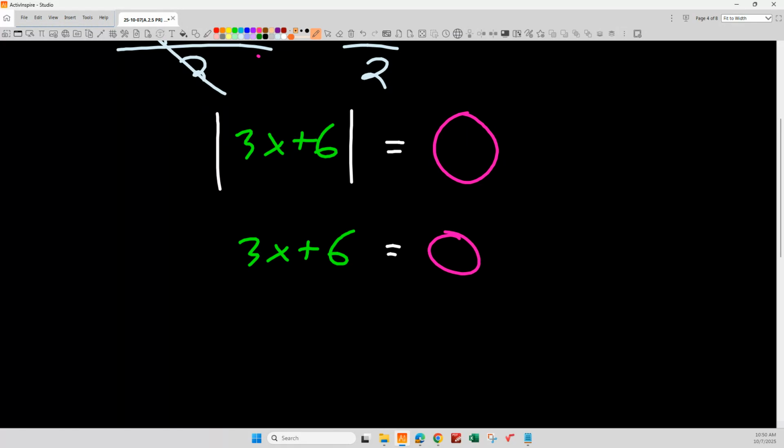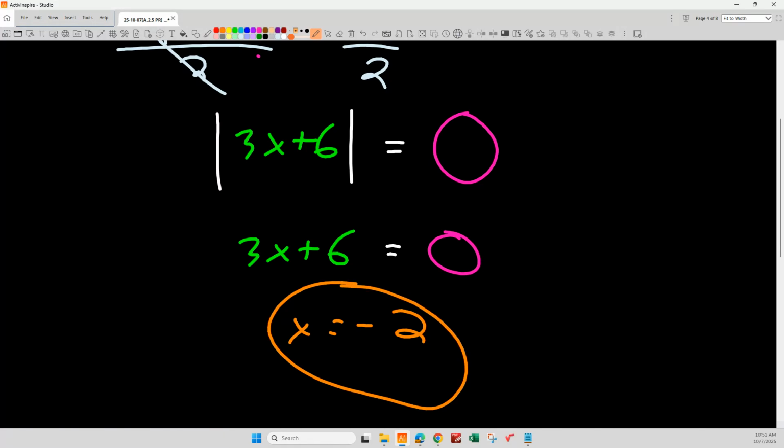And last two steps, subtract 6, divide by 3. What's that going to give me if I solve that? x equals negative 2. Right? If I subtract 6 and divide by 3, I only get one solution. And that's okay. In this case, I just got one solution. Sometimes that could happen. Okay, last one for today.